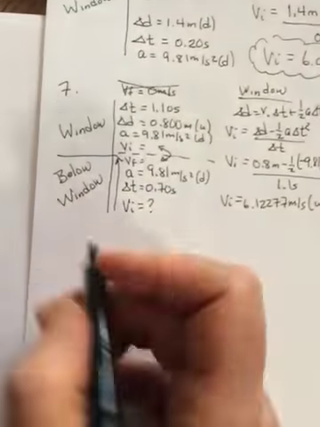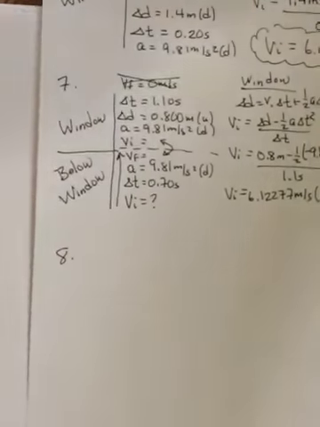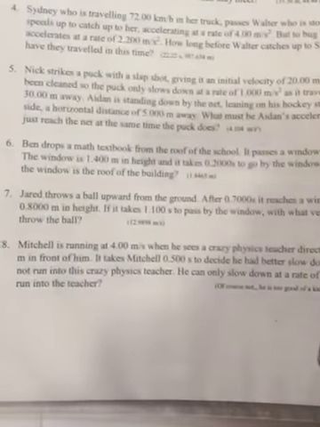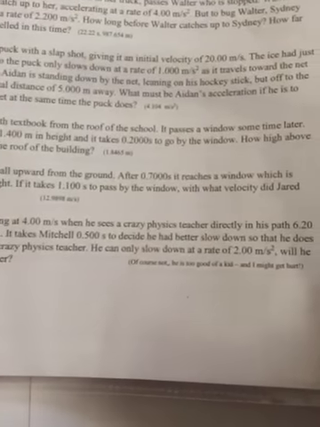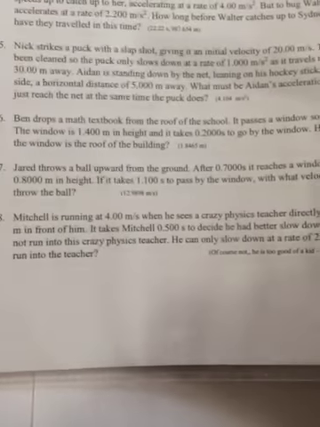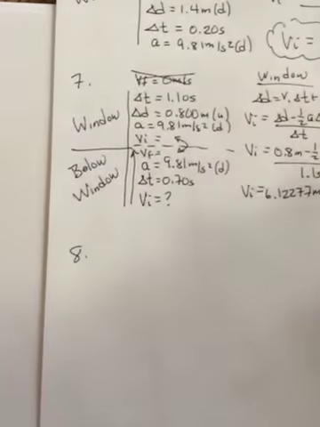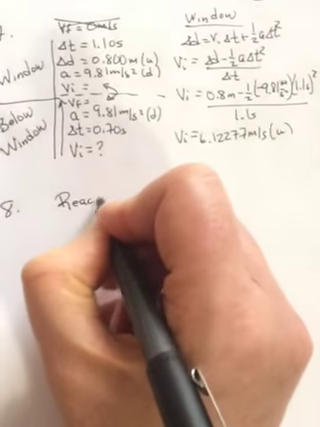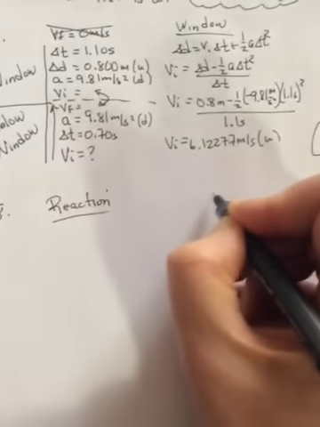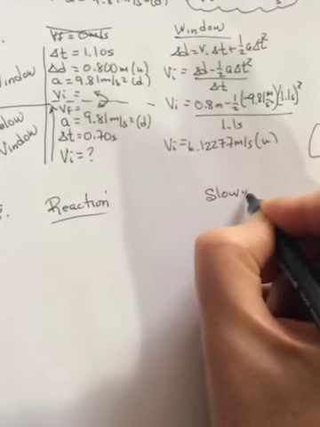Number 8. Number 8 says, Mitchell is running 4 meters per second when he sees a crazy physics teacher directly in his path, 6.2 meters in front of him. It takes the student 0.5 seconds to decide he better slow down so that he doesn't hit the crazy physics teacher. He can only slow down at a rate of 2 meters per second squared. Will he run into the teacher? Hopefully you recognize this as a reaction time question. So there's the section of, oh, look, there's a teacher there, and then there's the slowing down section.